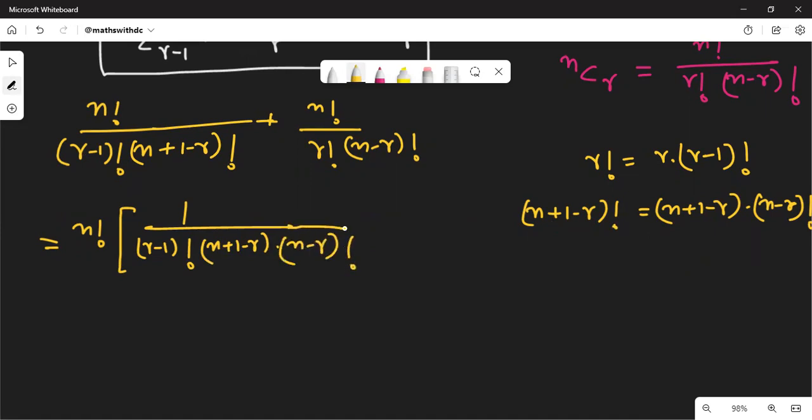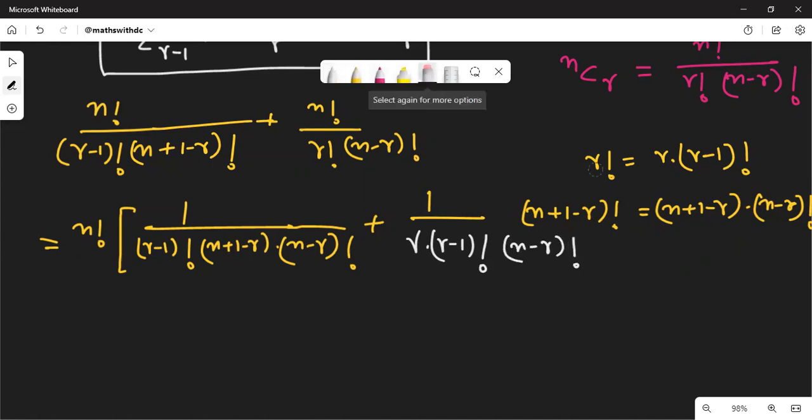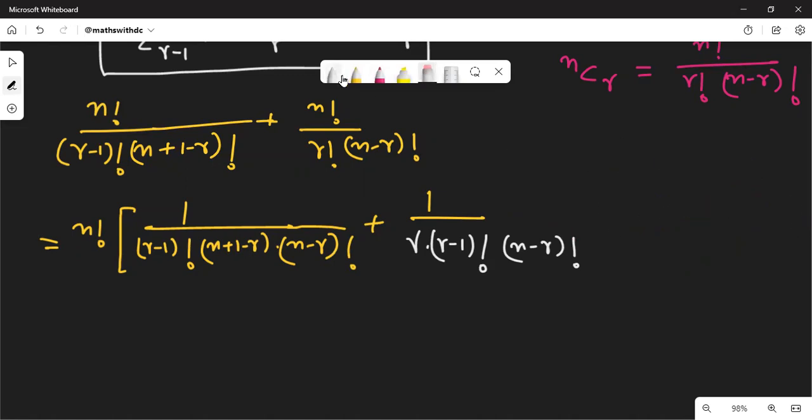All right. And plus, this is also n factorial taken as common. And in the denominator, we want to write this r as r times (r minus 1) factorial. And this (n minus r) factorial as it is. This is obvious, right? So I just take away these things so that it doesn't get messy. Now we take the LCM, or we take whatever is common.